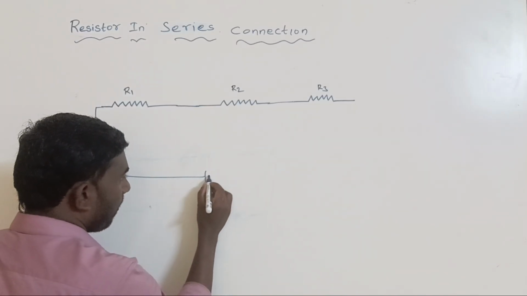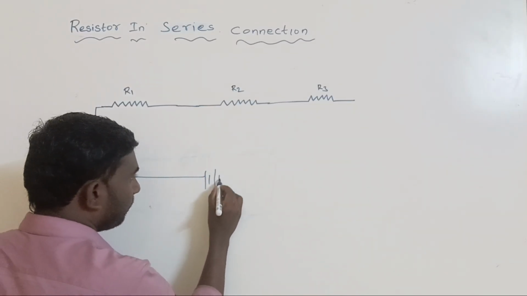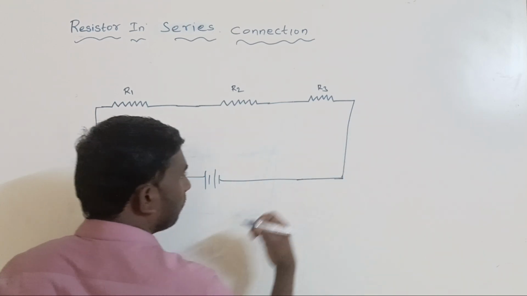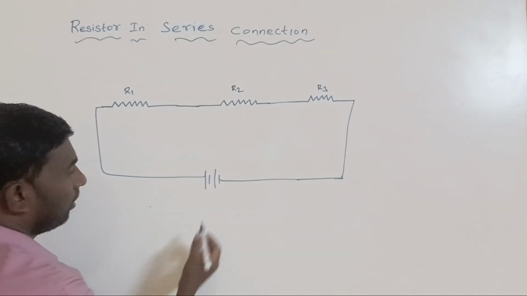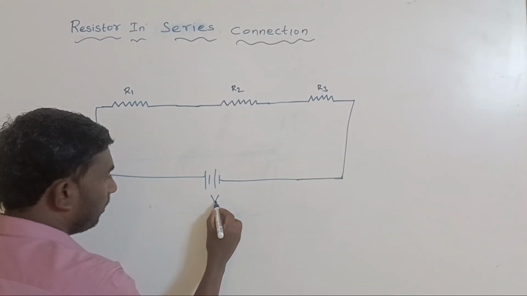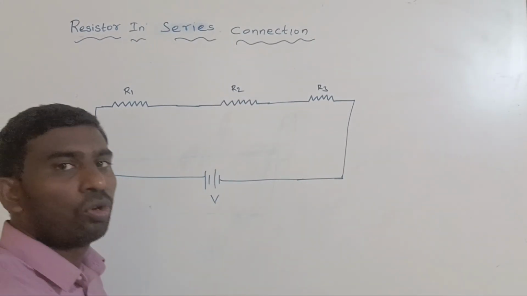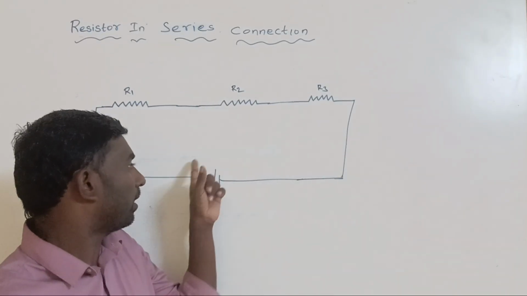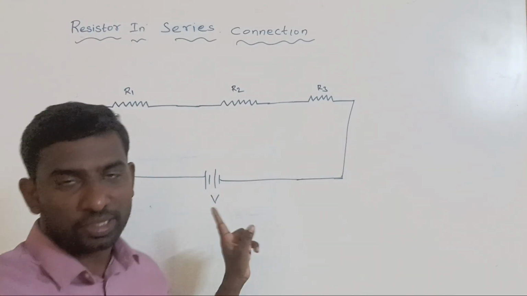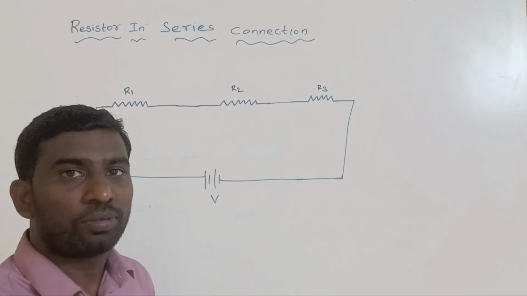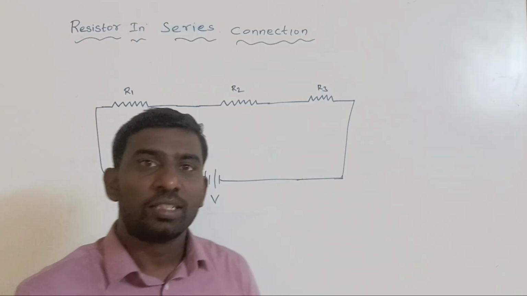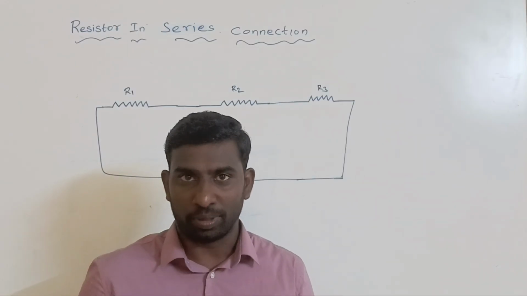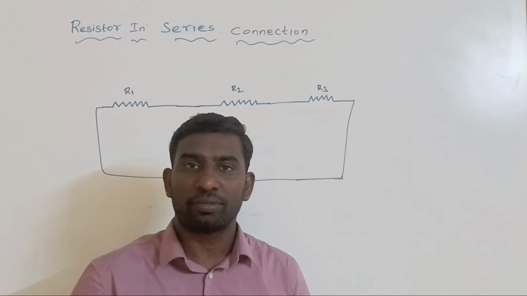This is the battery. A battery has a voltage. How does it function? What is the function of a battery? A cell is a separator. It separates the positive charge and the negative charge. That is the function of a cell.